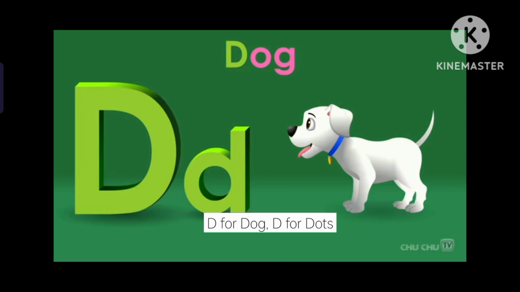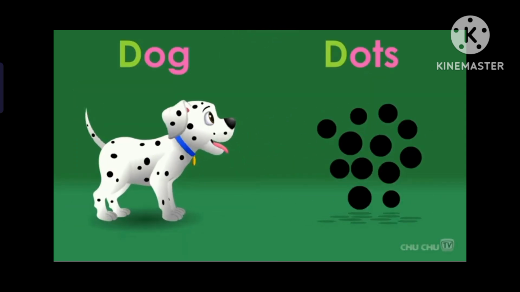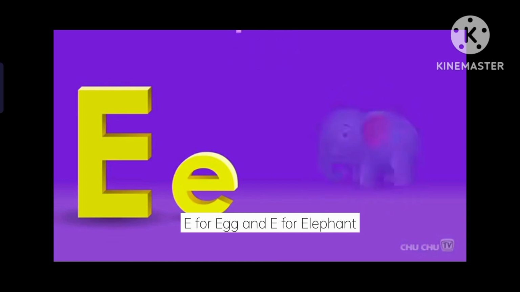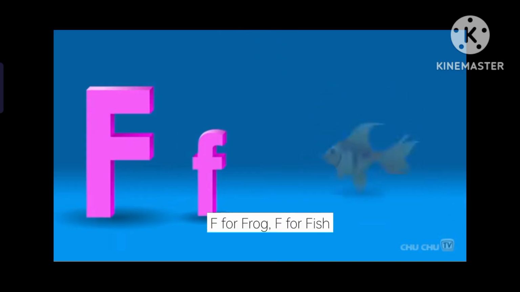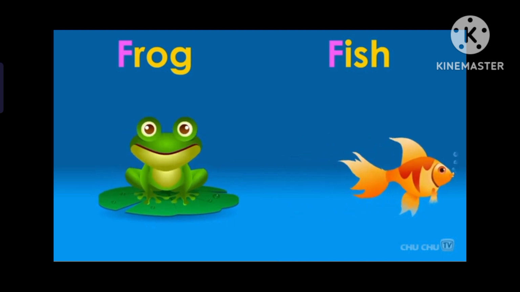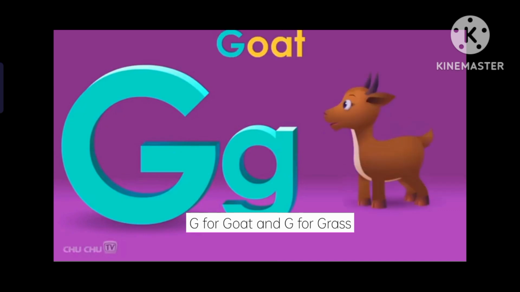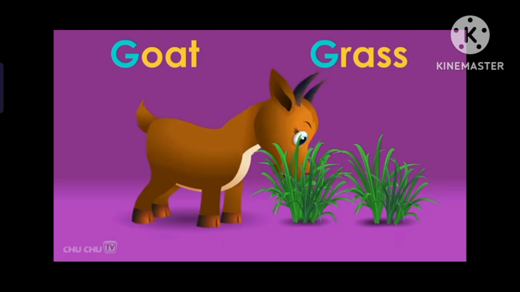D for dog, D for dots. E for egg and E for elephant. F for frog, F for fish. G for goat and G for grass.